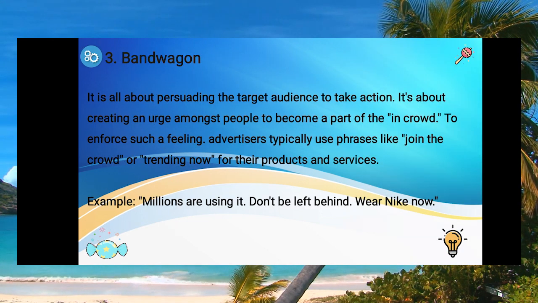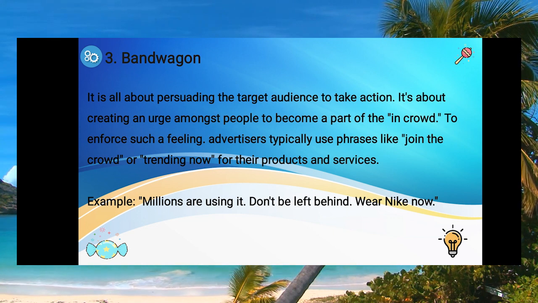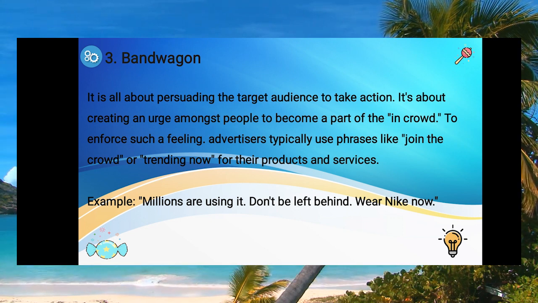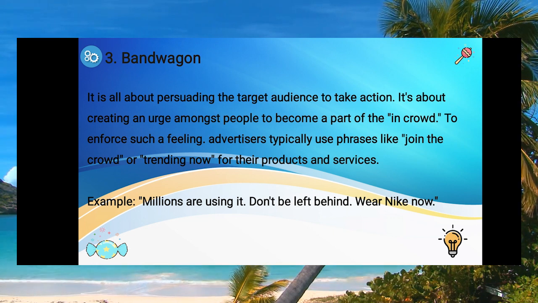Bandwagon. It is all about persuading the target audience to take action. It's about creating an urge amongst people to become a part of the in crowd. To enforce such a feeling, advertisers typically use phrases like "join the crowd" or "trending now" for these products and services. For example, "millions are using it," "don't be left behind," "we're Nike now."